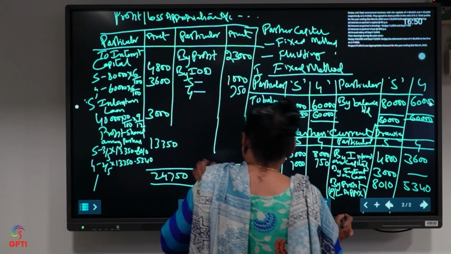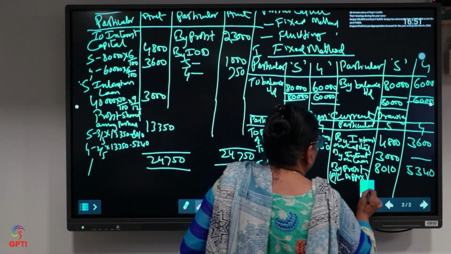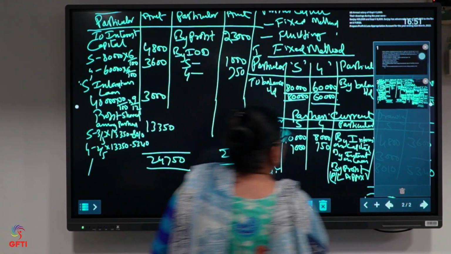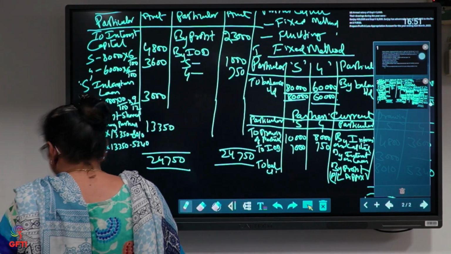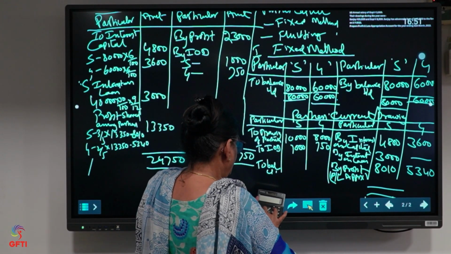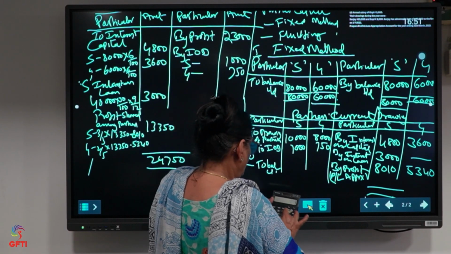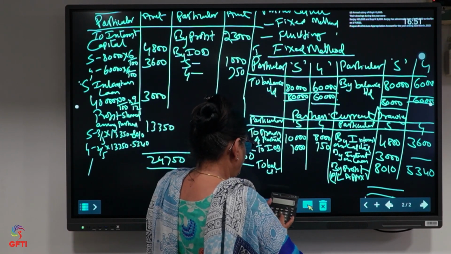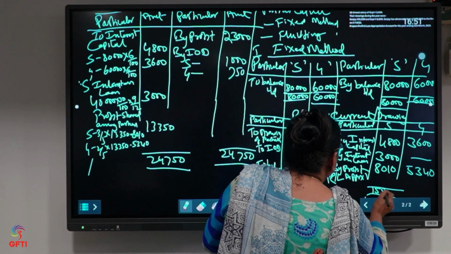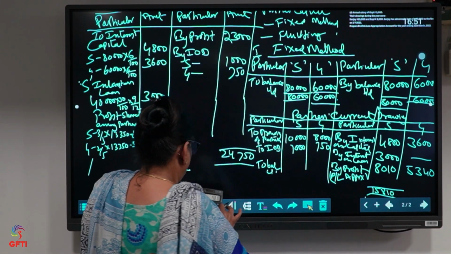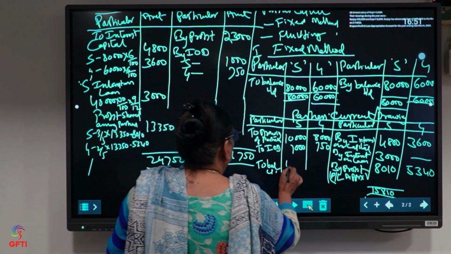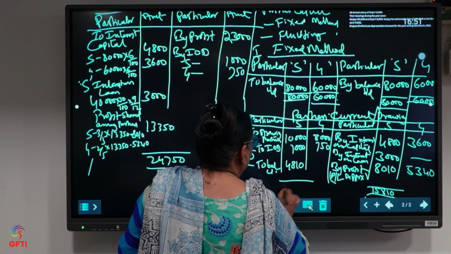Please total this. Now 4,800 plus 3,000 plus 8,010. You get 15,810. Here 11,000 is there, so minus 11,000. Your credit is more. 4,810 is what you are getting. Total is 15,810.